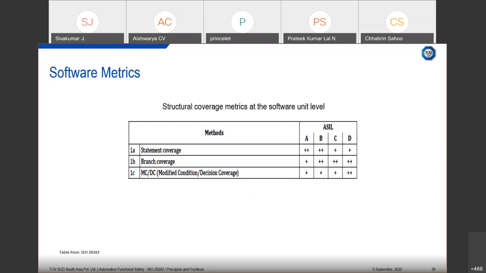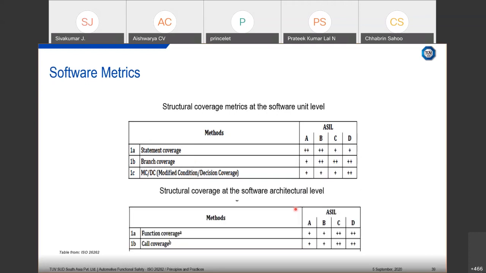It is also again based on the ASIL level. Similarly, at the architectural level, another two metrics also need to be demonstrated. One is function coverage, another one is call coverage. Okay, so this will ensure the correctness of the software which you have developed. Okay, that is expected by ISO 26262.